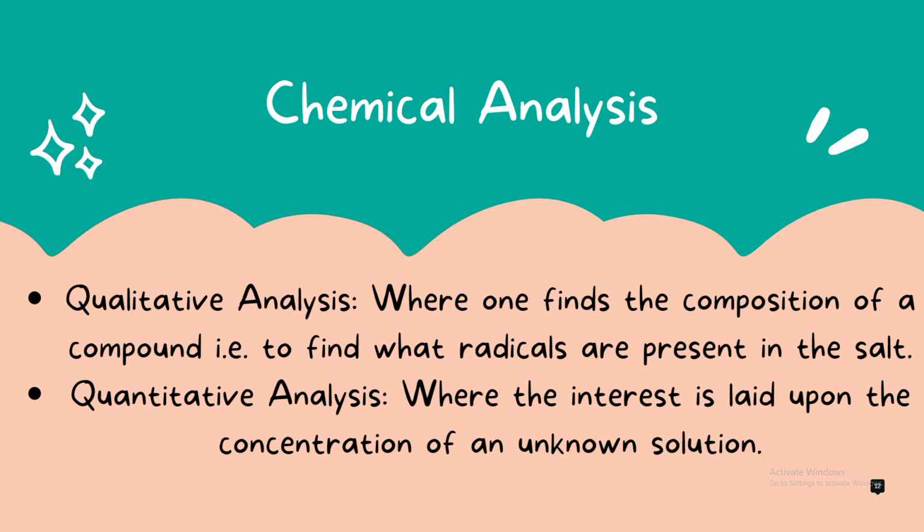Chemical analysis. Meanwhile, the world of chemical analysis can be divided into two basic types. The first one is the qualitative analysis, where one finds the composition of a compound, to find what radicals are present in that salt. The second one is the quantitative analysis, where the interest is laid upon the concentration of a known solution. So there are some fundamental requirements that should be understood before one does the titration. The unknown concentration of a solution can be in the form of an acid, base, or salt of an acid or base.